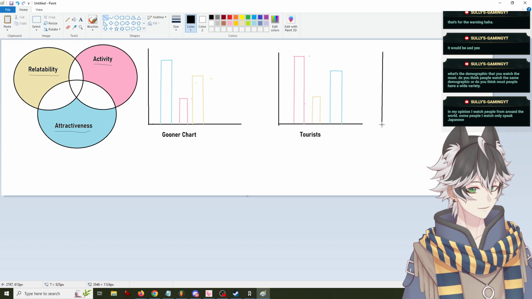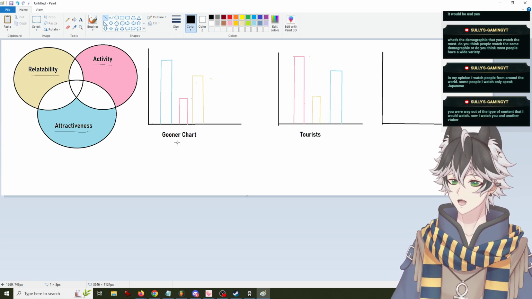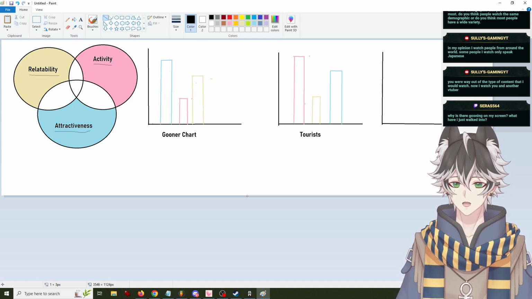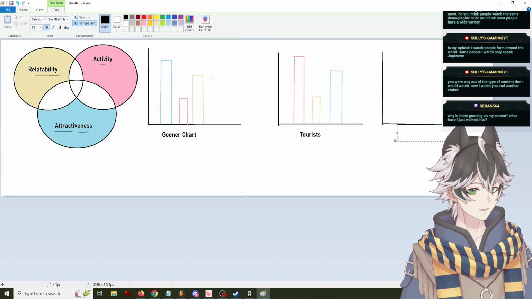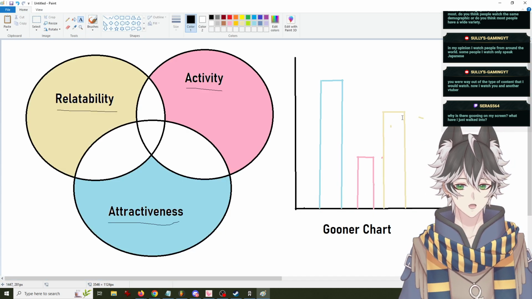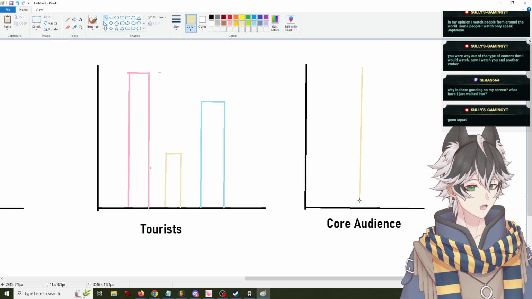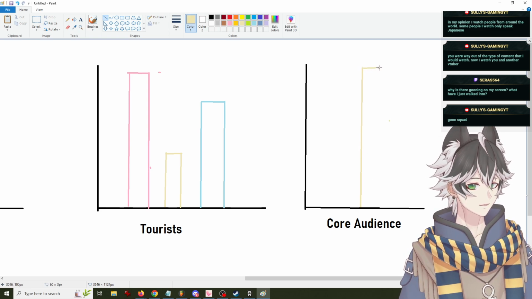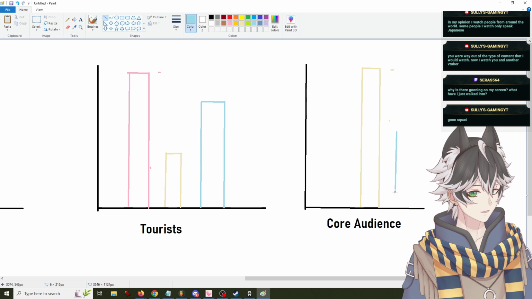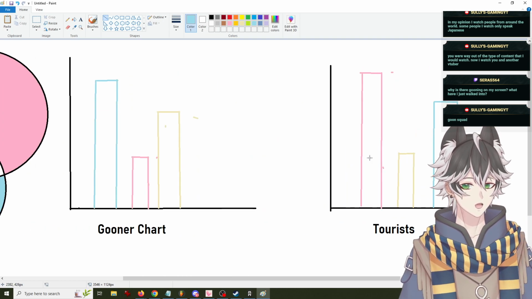And then for core audience. So core audience, the gooners are here because they want to have sex with you. The tourists are here because you're doing something interesting right now. And the last category, I think, of watchers is the core audience. The reason the core audience is here is because they just like you. They just think you're a cool person. So for core audience, relatability is super, super important. Activity is not so important. And attractiveness, I don't really know.